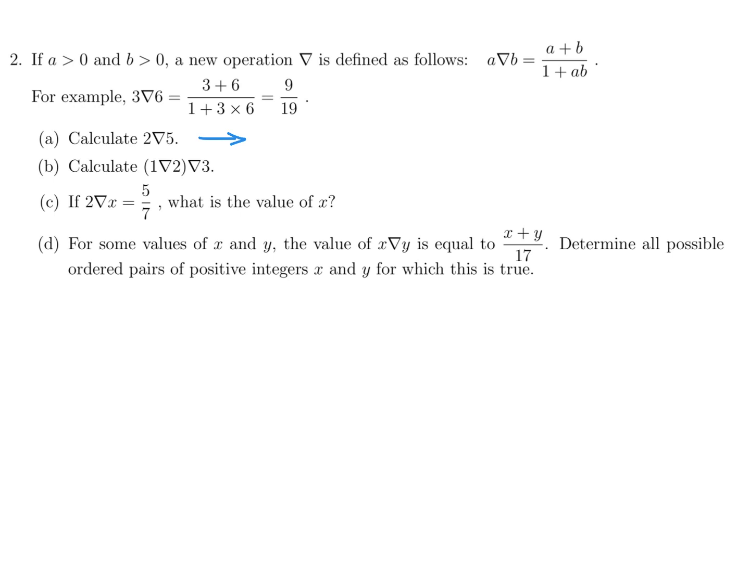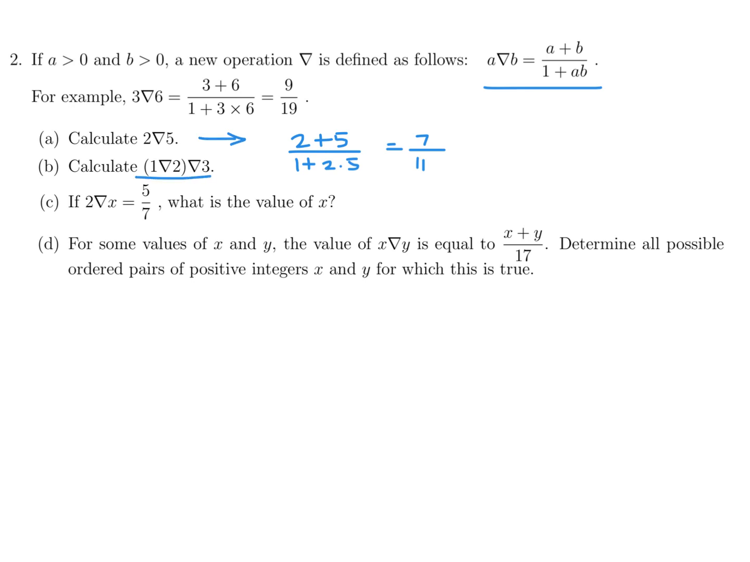So we will just use the exact same definition up there. That would be 2 plus 5 over 1 plus 2 times 5. So that looks like 7 over 11 to me.